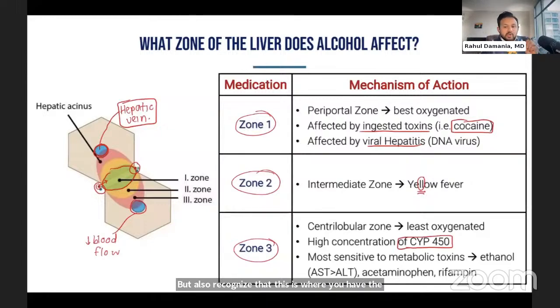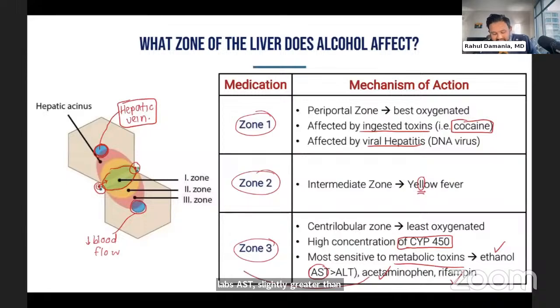So this is going to be most sensitive to metabolic toxins, in particular, toxins that need CYP. For example, ethanol, acetaminophen, rifampin. These are processed by the CYP enzymes, and the highest quantity of CYP enzymes is going to be in zone 3. Now recognize that with ethanol, you are going to have in your labs AST slightly greater than ALT.